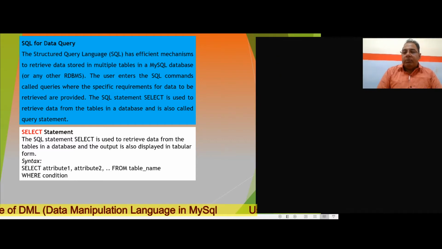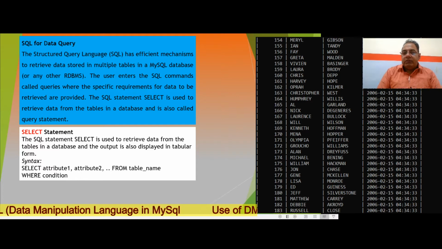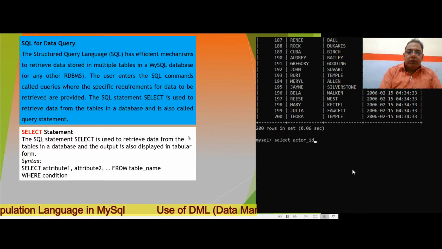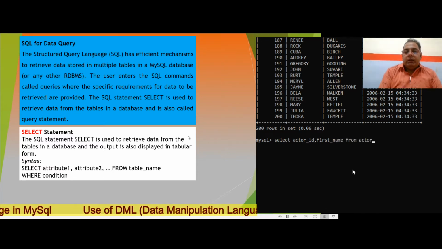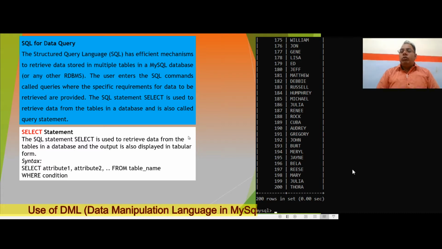To get the same, I just write down here: select actor_id, first_name from actor. Put the semicolon and press enter. So it will display only the two columns.